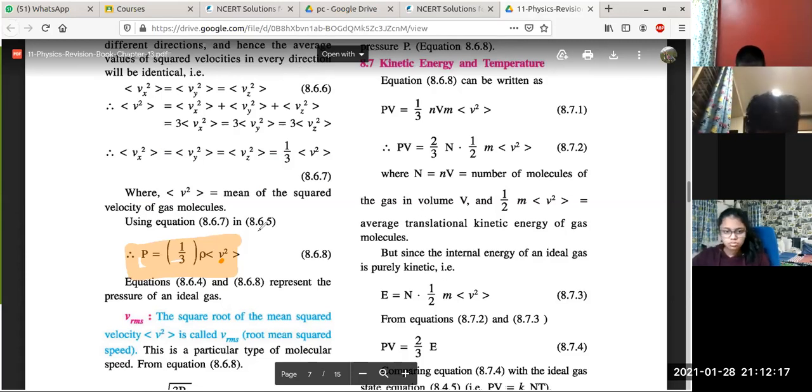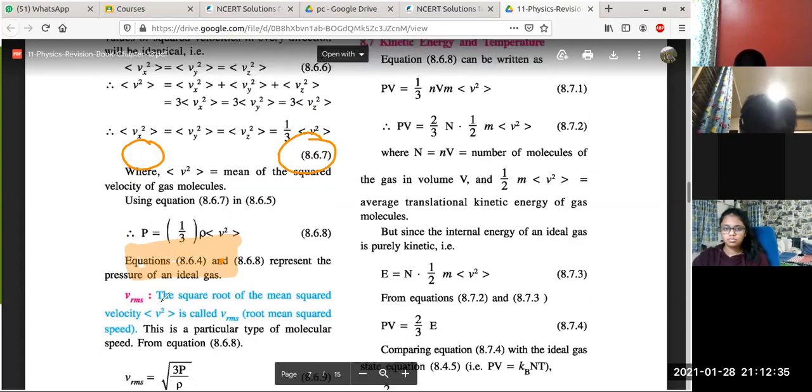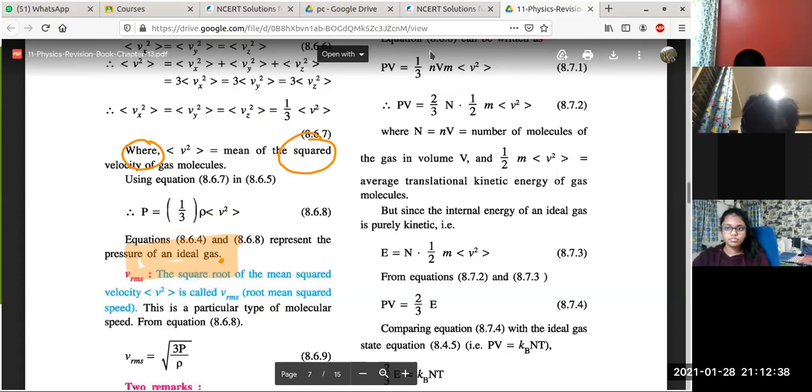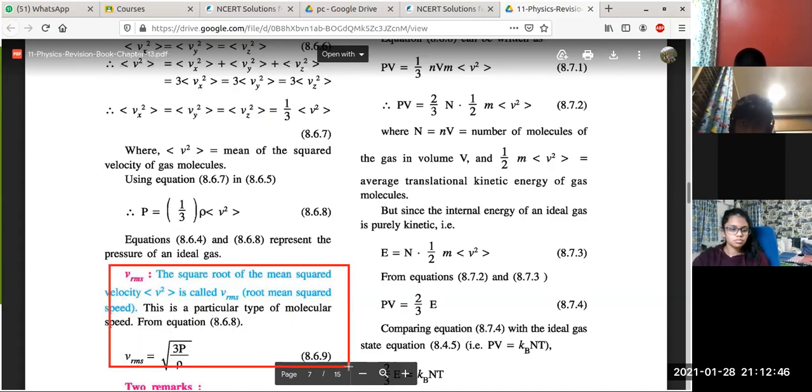Wait, why is it V square and not Vx? Look at what is written above: Vx square is equal to 1/3 of V square. So we just substitute the value. Okay, you wrote this. Now write this, this very important box. Remember this box.